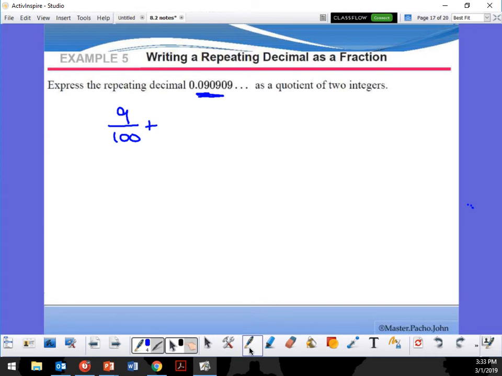I have 4 now. This one I had 2 decimals, now I have 4, right? So that's going to be 9 over what? 4 decimals, right? Which is 10,000. So look, 10, 100, 1,000, 10,000.